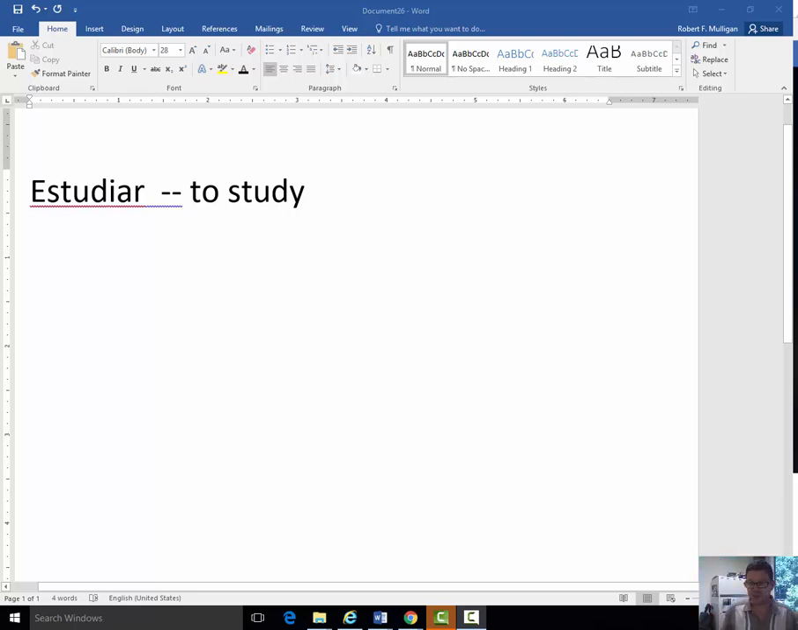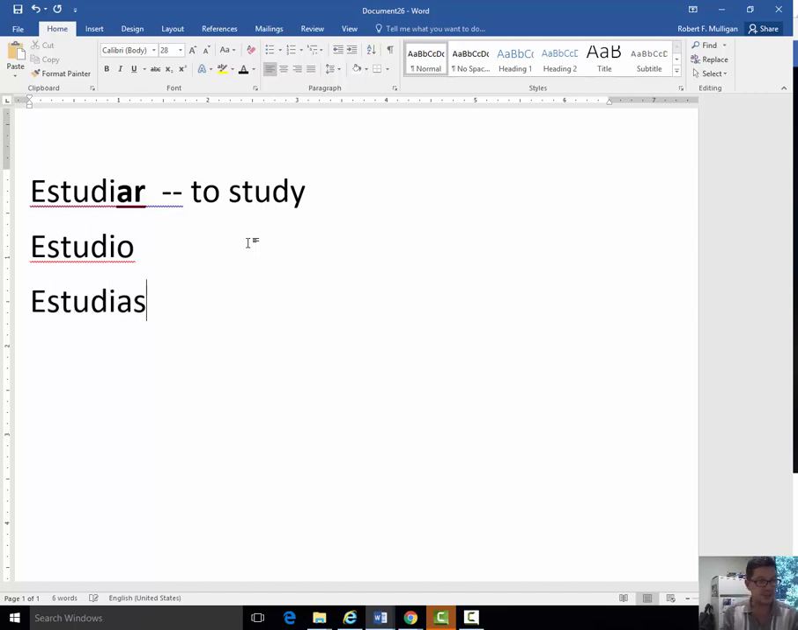Okay, now that you've unpaused your video, let's take a look and see how you did. Let's compare. So the yo form, we take the AR off. Don't get confused by the IAR. Just take the AR off. So we're going to remove this right here, and we're going to replace it with an O. Estudio. Yo estudio. I study. Estudias. You study. Estudia. He, she, or usted studies.